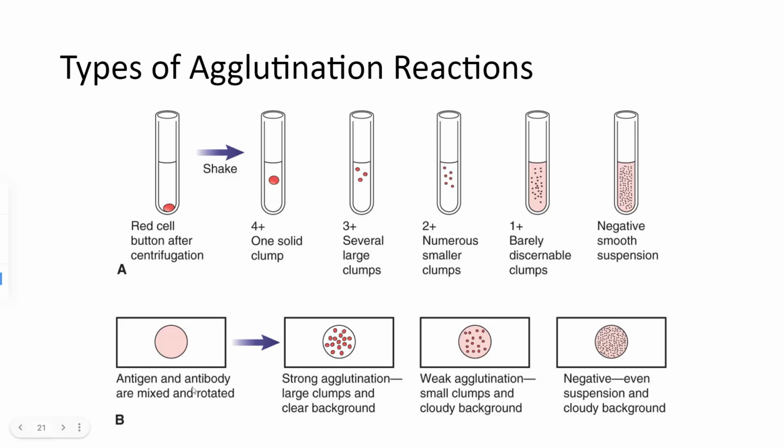So the antigen and antibody are mixed and rotated. If there's strong agglutination, you're going to see large clumps in a clear background. Weak agglutination, you're going to see small clumps in a cloudy background. And negative, even suspension and cloudy background. So you can do it in a tube, or you can do it on a slide.